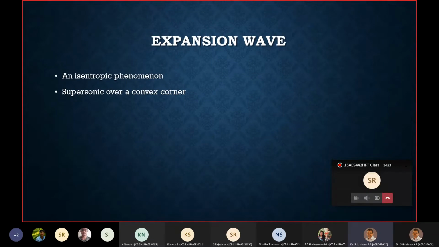Now we will also quickly look at the expansion wave, the isentropic phenomenon, which we call Prandtl-Meyer expansion. Please remember that when flow expands around a corner in a process which can be approximated as adiabatic and reversible, that is isentropic, the phenomenon is called Prandtl-Meyer expansion, an isentropic process. It typically happens when supersonic flow encounters what we call a convex corner.